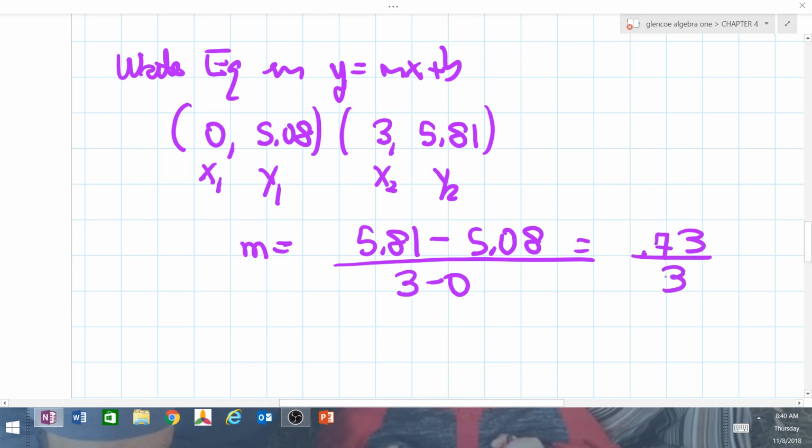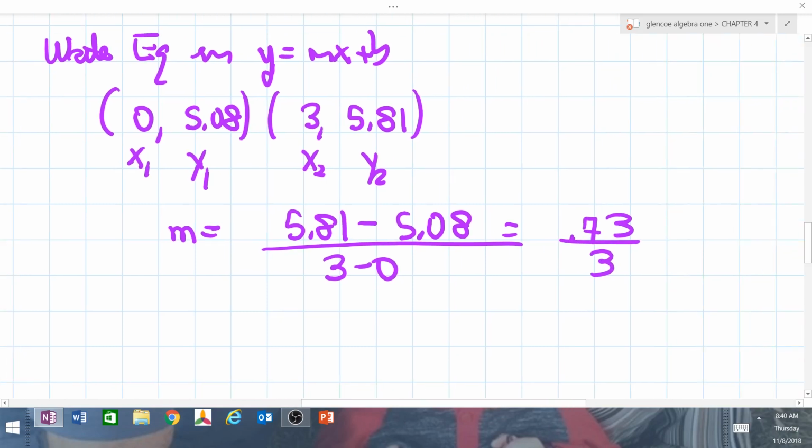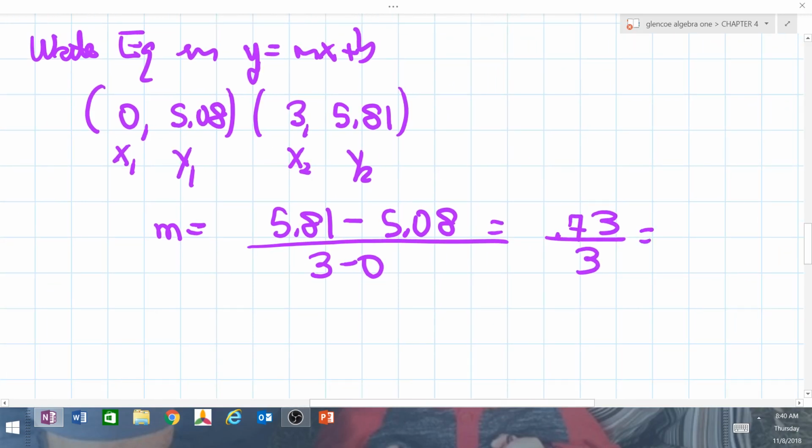Is that right? 0.73 over 3? I don't have a calculator up here. Can somebody tell me what that is? I'm sorry, what did you say, Justin? It's positive, yeah, positive. Okay, so it's about 0.24. Okay? It's about 0.24.